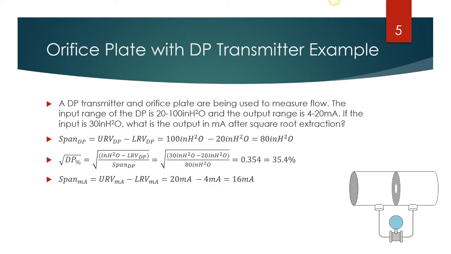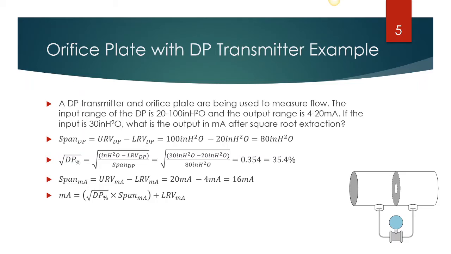Now we have to figure out the span of the output. You probably have this memorized, but we just went ahead and did the formula here. If you take the upper range value minus the lower range value, 20 minus 4 milliamps is going to give us our 16 milliamps, and then we just multiply that times our square root extracted percentage, and that will give us where we are in the span.